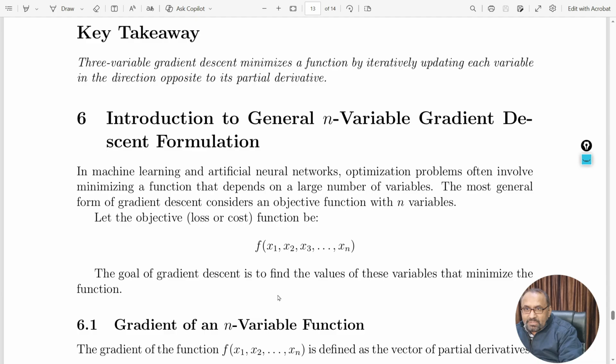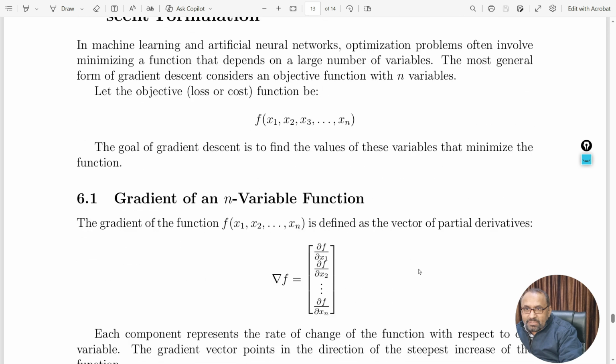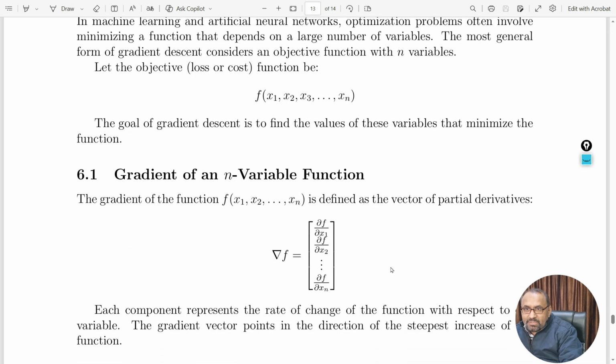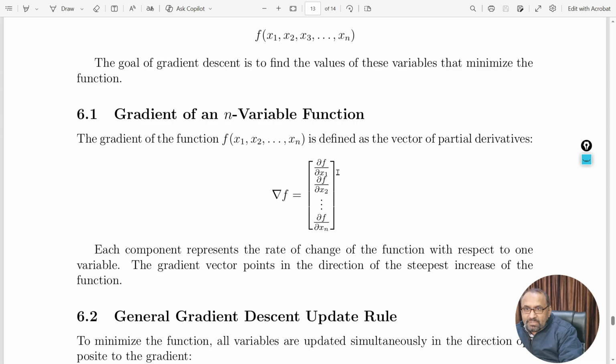Okay, so actually we need to find out the values of the parameters involved in this function, and on the basis of those parameters the value of the function must be minimum. Okay, so the gradient of n variables, you can see del f will be equal to partial f upon partial x1, partial f upon partial x2, and so on, partial f upon partial xn. Each component represents the rate of change of the function with respect to one variable. The gradient vector points in the direction of the steepest increase of the function.